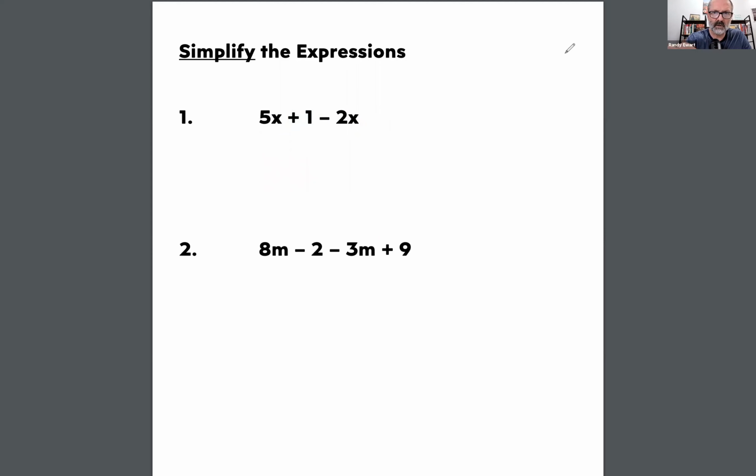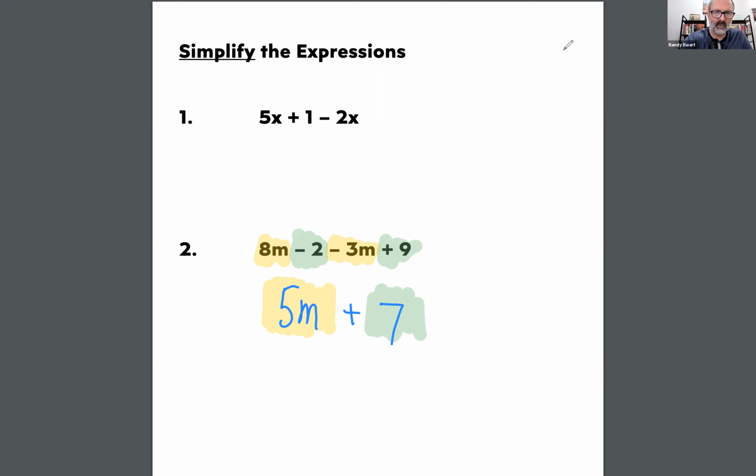Let's do another example. 8m's minus 3m's. Notice how I highlighted the minus in front. And then let me look at my other terms. I have a minus 2 plus 9. I'll write that answer here. And so I have 8m's, but I took 3m's away. So now I have 5m's left over. And I had 9. Take away the 2. That leaves me with just a 7.